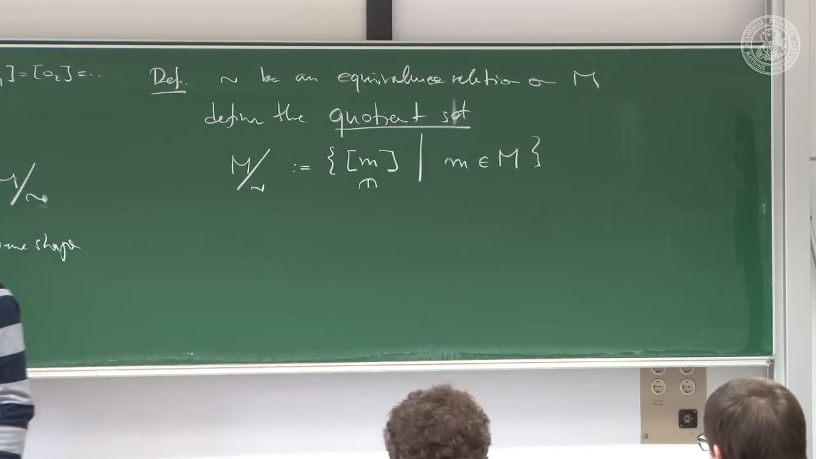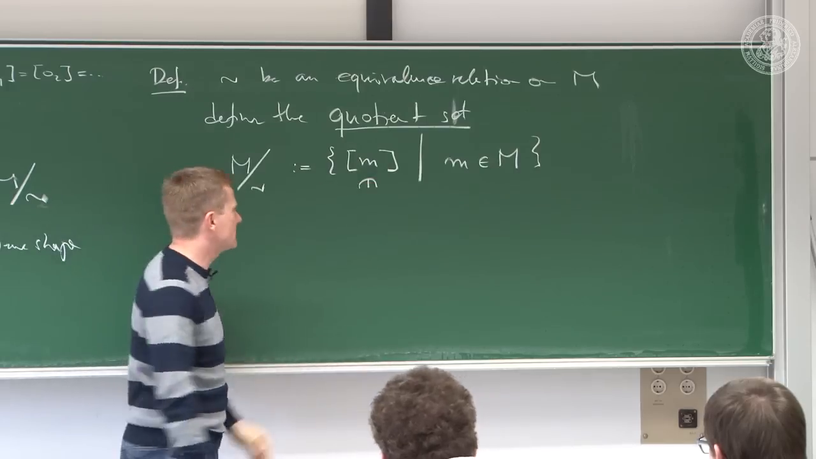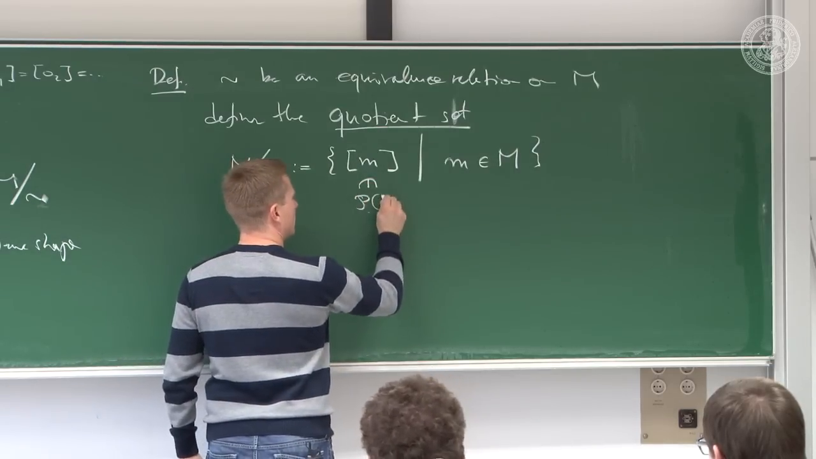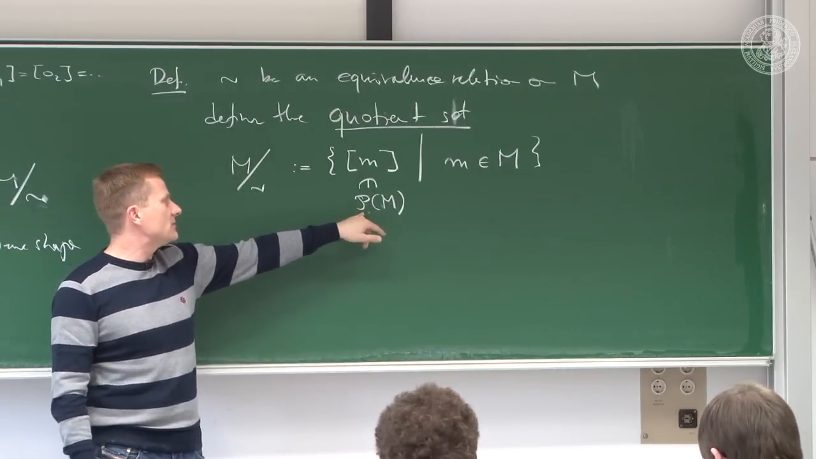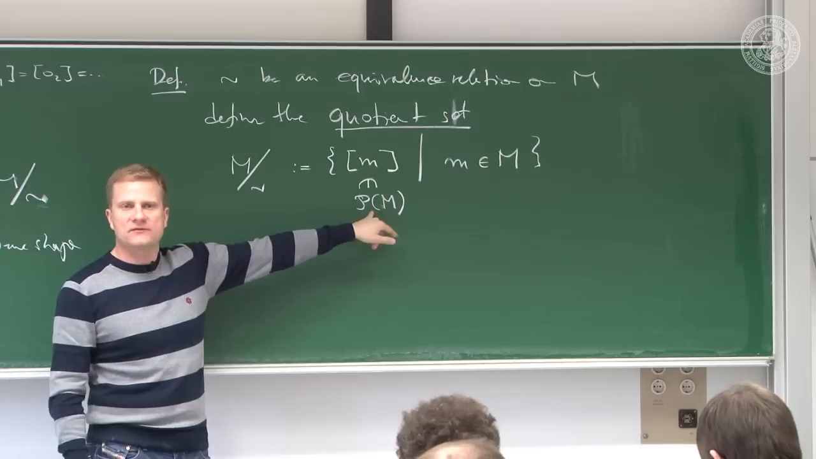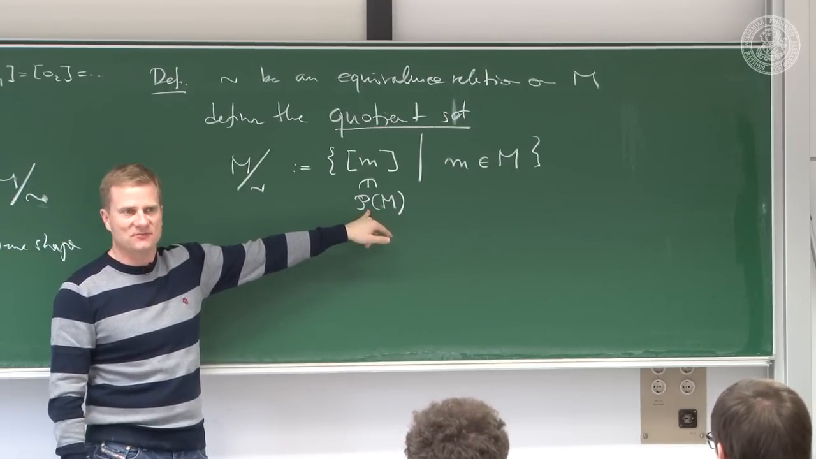Well, the equivalence classes are subsets of M. So in which set do all the subsets lie? The power set, exactly. There's an element of the power set of M. Aha, it's restricted comprehension. But then we need to know that the power set of a set is a set. We know this by the power set axiom.